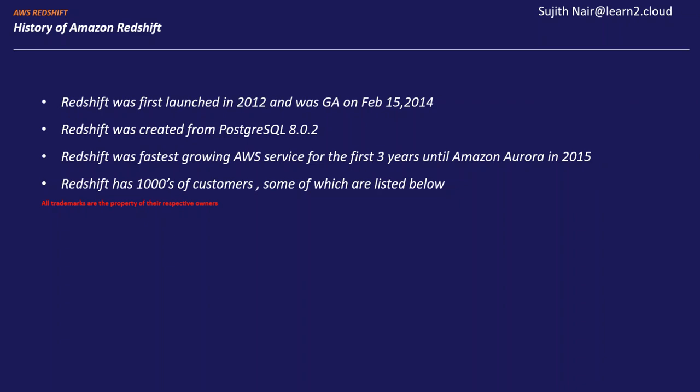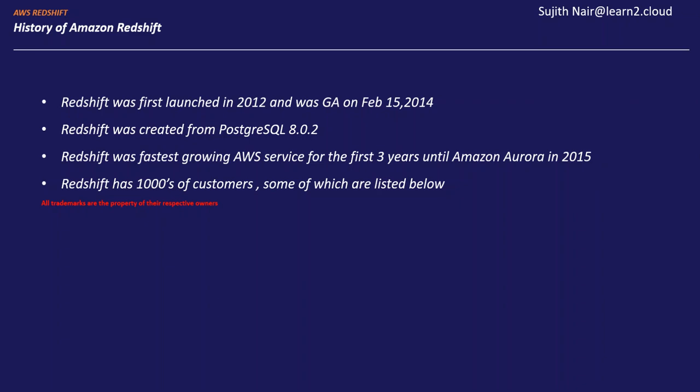So Redshift was first launched in 2012, and it was launched in preview, then it went into beta, and then was generally available on February 15th, 2014, where it was available to all customers. Now, the important thing I want to tell you is that because a product is generally available, it doesn't mean that it is available in all regions.